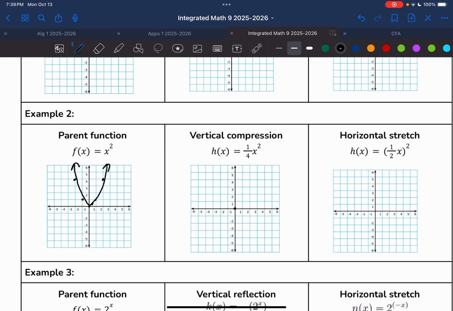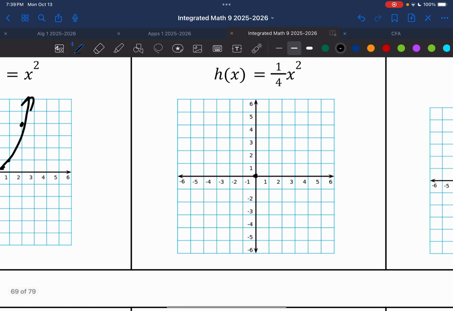If we compress that downwards by a scale factor of 4, we're going to have 1, 1/4. We're going to have 2, 1. And we're going to have 3 and 9/4. You go there and there. 4 would normally be 16, but if we divide that by 4, it's then going to be 4. 5 would normally be 25. 25/4 is finally off the graph. So it's going to look something like this.